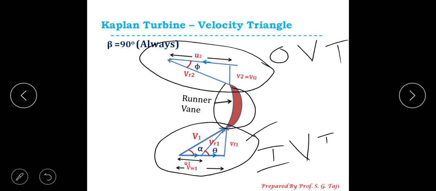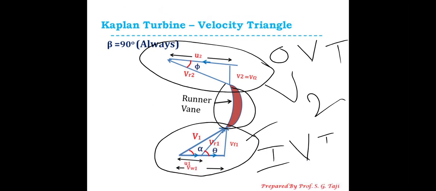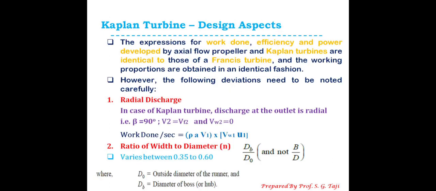U2 is nothing but peripheral velocity, V2 is the absolute velocity. I mistakenly said U2 as absolute velocity, it is peripheral velocity. V2 is the absolute velocity at outlet. Okay, this is runner vane. When beta is equal to 90 degrees, always we keep always 90 degrees so as to increase the efficiency of the Kaplan turbine.